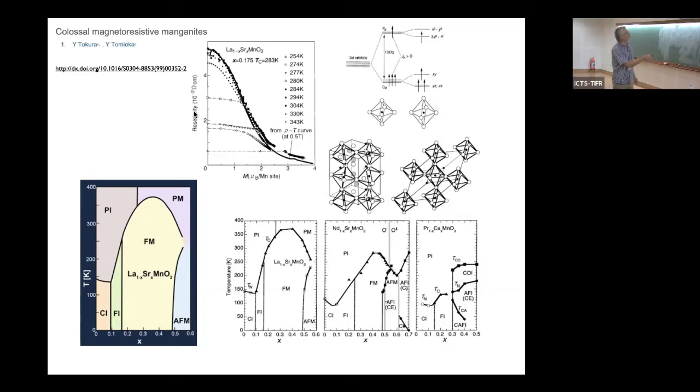This is the resistivity against magnetization. You see, if the magnetization is growing, it means that the spins are pointing more and more parallel, and the resistivity is dropping. So the more parallel the spins are, the smaller the resistivity, the larger the conductivity is. Okay, good.